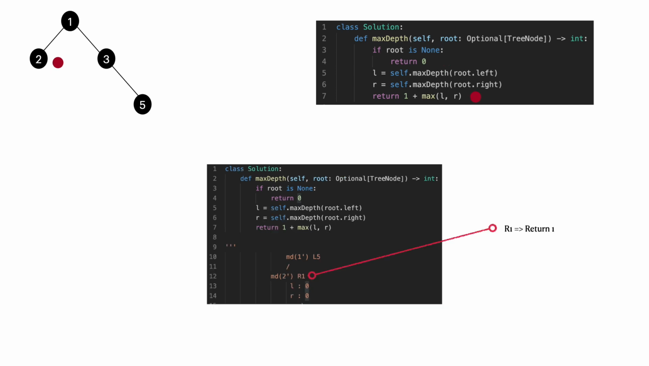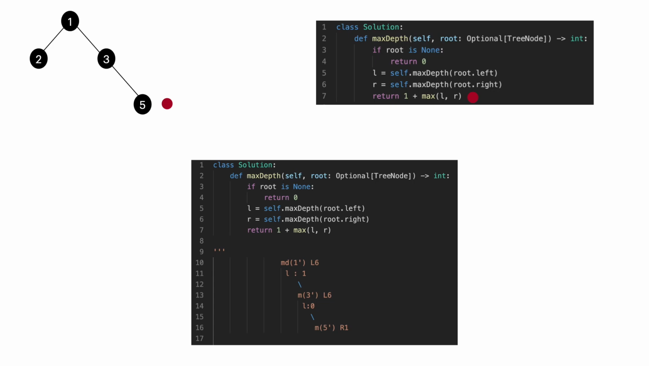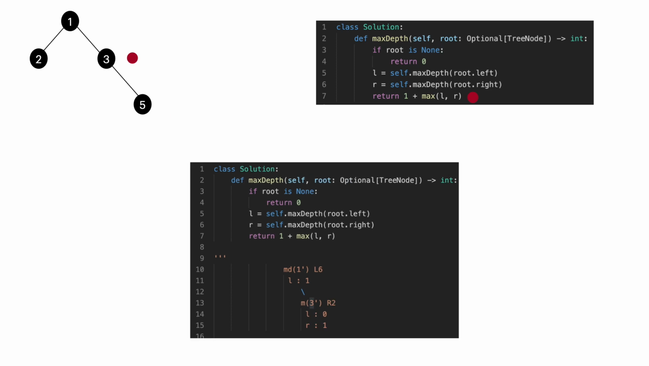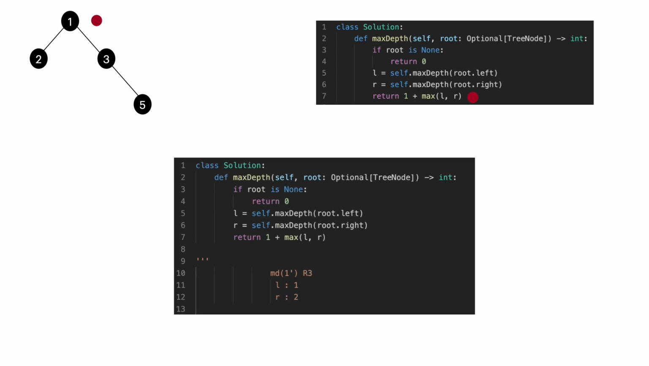The maximum of the 2 children is 0, so +1 becomes 1. Return value becomes 1. I will skip the rest. At the end, node 5 will return 1, and you should draw it this way. Like this. Like this. Final result is 3.